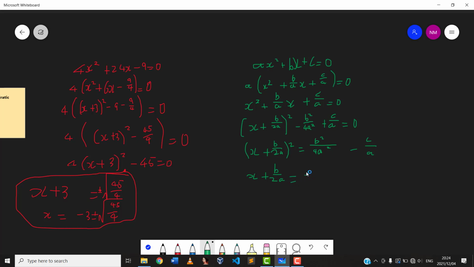So plus minus the square root of all of that. So b squared over 4a squared minus c over a. And then let's just bring this to the side now. So x equals minus b over 2a plus minus the square root of b squared over 4a squared.